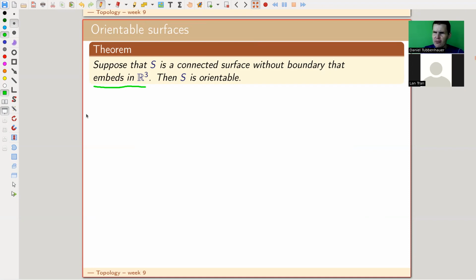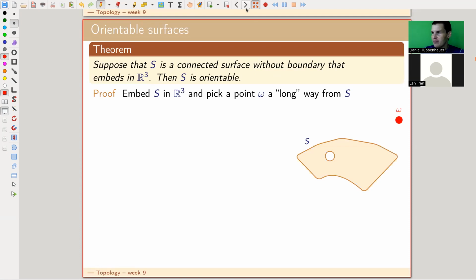You might wonder now, the Möbius strip does exist in free space, but here I have this condition: without boundary. So I'm thinking about a Klein bottle or projective plane here. You cannot put them into free space. They're non-orientable, because if you could put them into free space, they would be oriented. And here's essentially the proof.